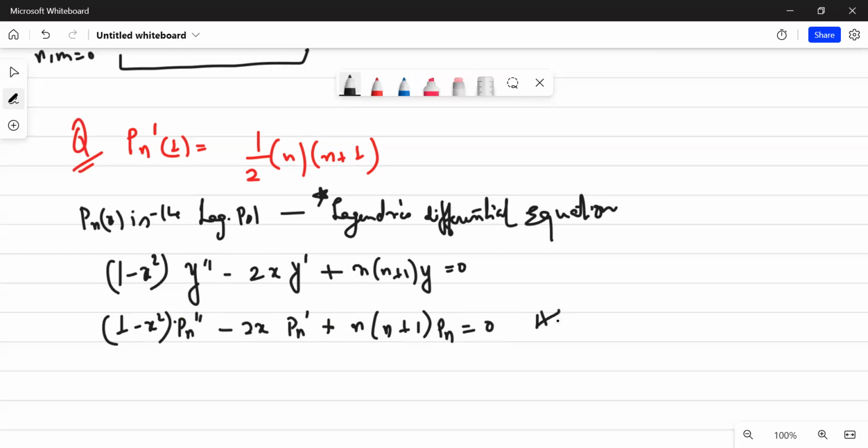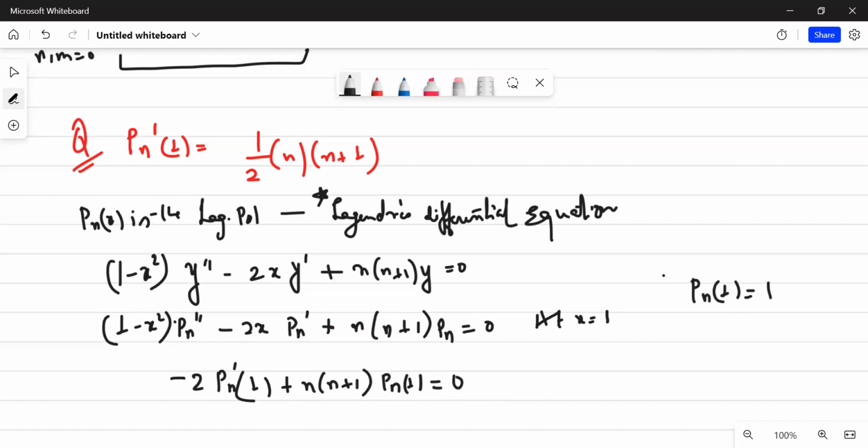Now at x equal to 1, this will go to 0. So you will get minus 2 Pn dash 1, and then you will get plus n into n plus 1, and then you will get Pn1 is equal to 0. And I already taught you that Pn1 is always equal to 1. So this will be 1. So Pn dash 1 would be equal to n into n plus 1 divided by 2. Is that clear? If someone asks you in the exam, what is Pn dash 1? This is n into n plus 1 by 2. So the crux of the matter is you don't have to forget in the entire special function.